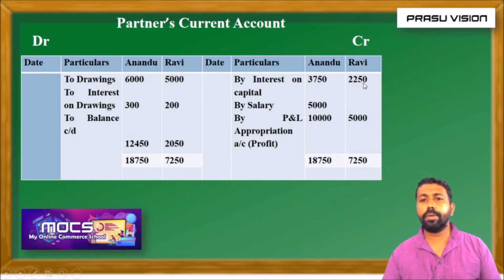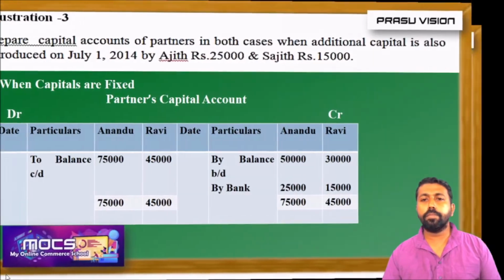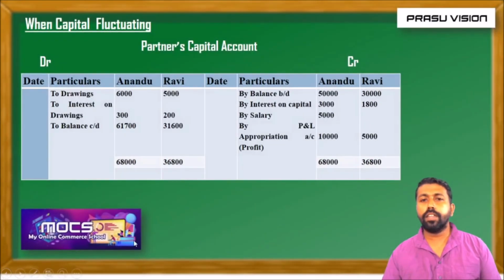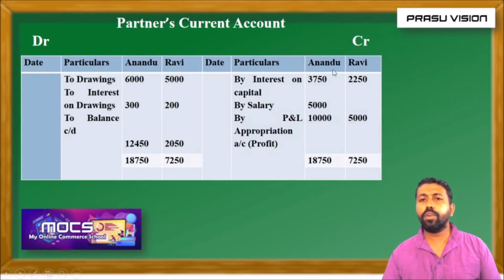Here the interest on capital is different. Just look at the previous problem. In the second problem, the amount of interest on capital is 3,000 and 1,800. But when we are bringing additional capital, the amount of interest is changed from 3,000 to 3,750 and from 1,800 to 2,250. So we have to learn how to calculate the amount.